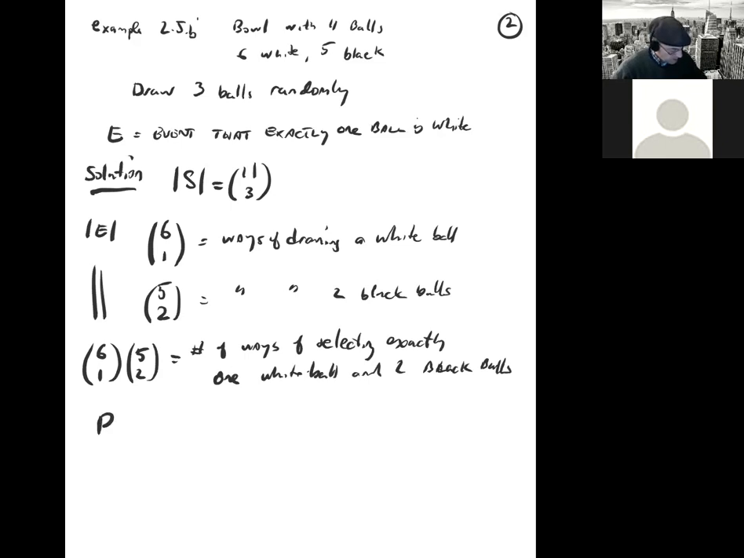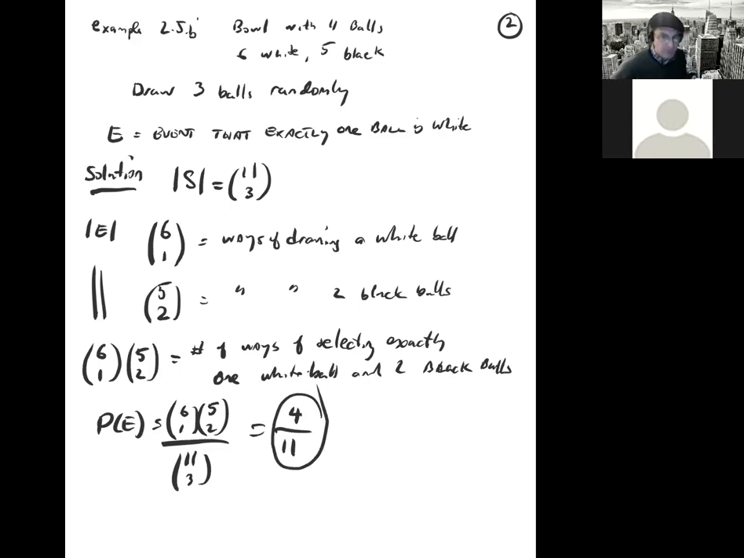So the probability of E is 6 choose 1 times 5 choose 2 divided by 11 choose 3. And you can compute what this is even by hand. It's not hard. I will spare us the boring details. We'll get 4/11ths as the answer. So that is the result of the calculation. The probability of E is 4/11ths. So I'm going to save the page and clear the whiteboard.